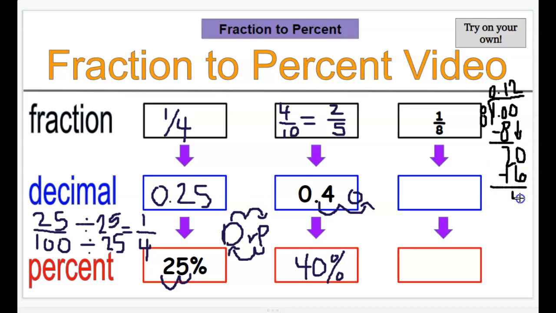Uh-oh. I'm out of numbers here. Well, remember, this is still not changing anything. I can put as many zeros as I want. It doesn't change how much that dollar is worth.